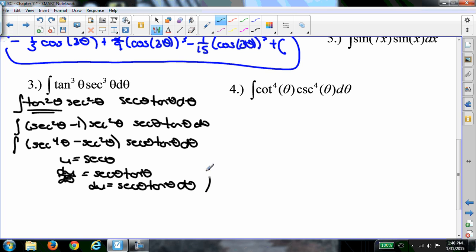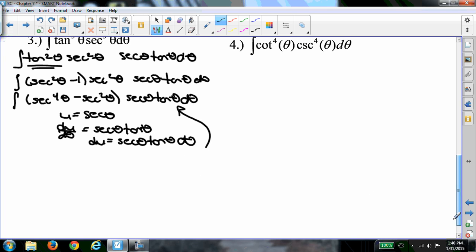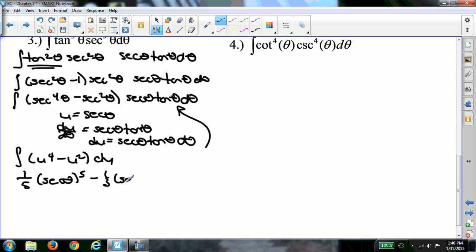So all of this here I can replace with a du, meaning my integral is now u to the 4th minus u squared du. Integrating, you're going to get 1/5 u to the 5th, so 1/5 secant theta to the 5th, minus 1/3 u cubed, so 1/3 secant theta cubed, plus c for our final antiderivative.